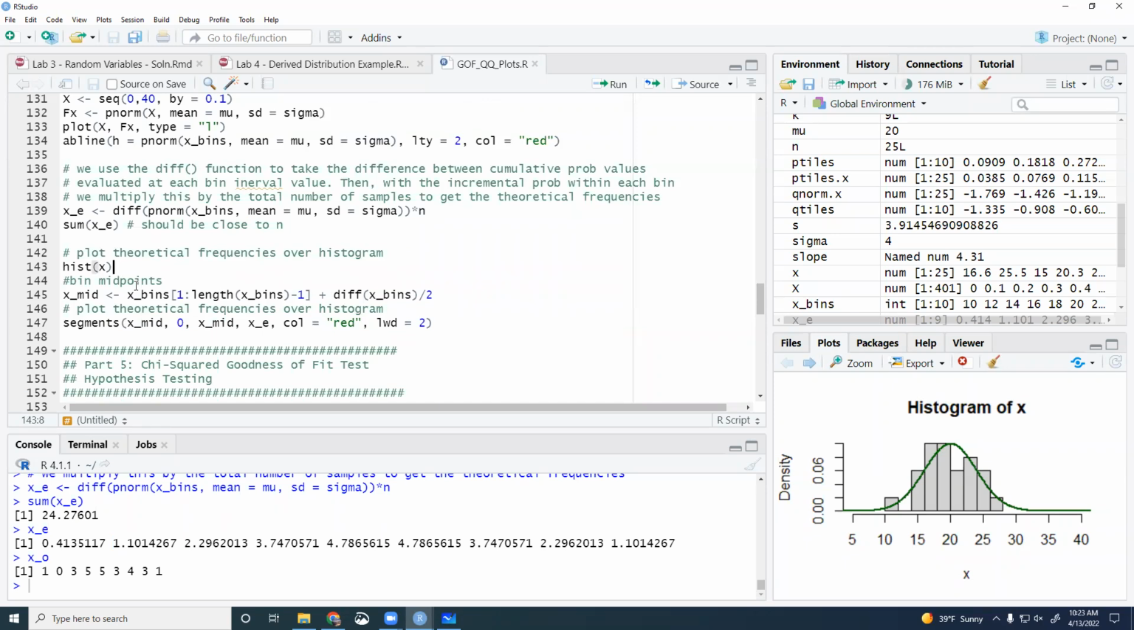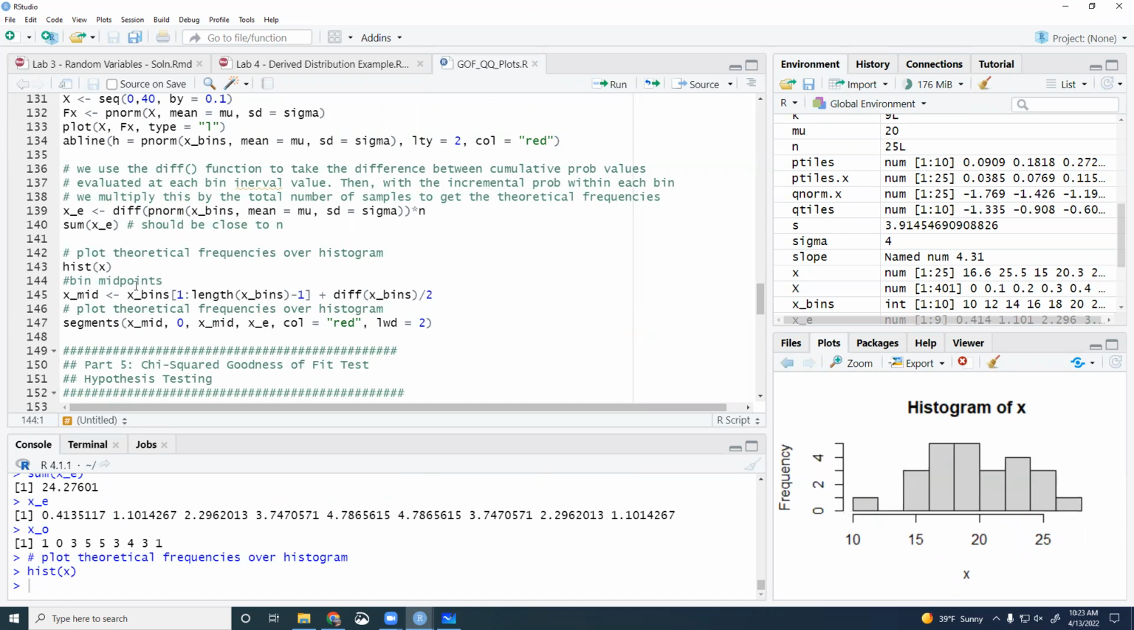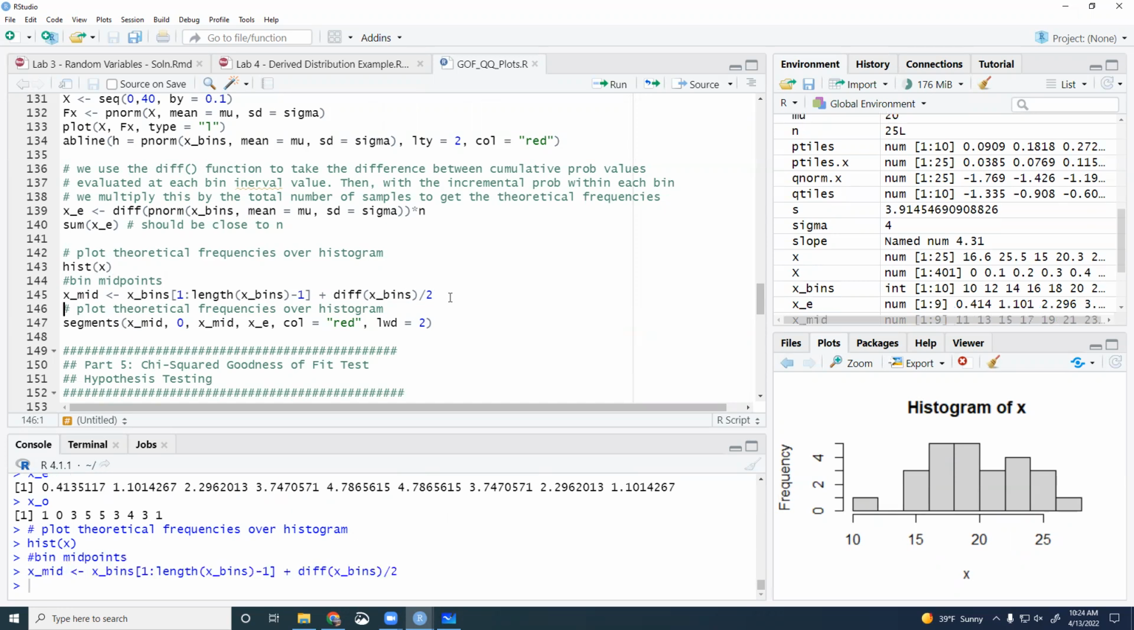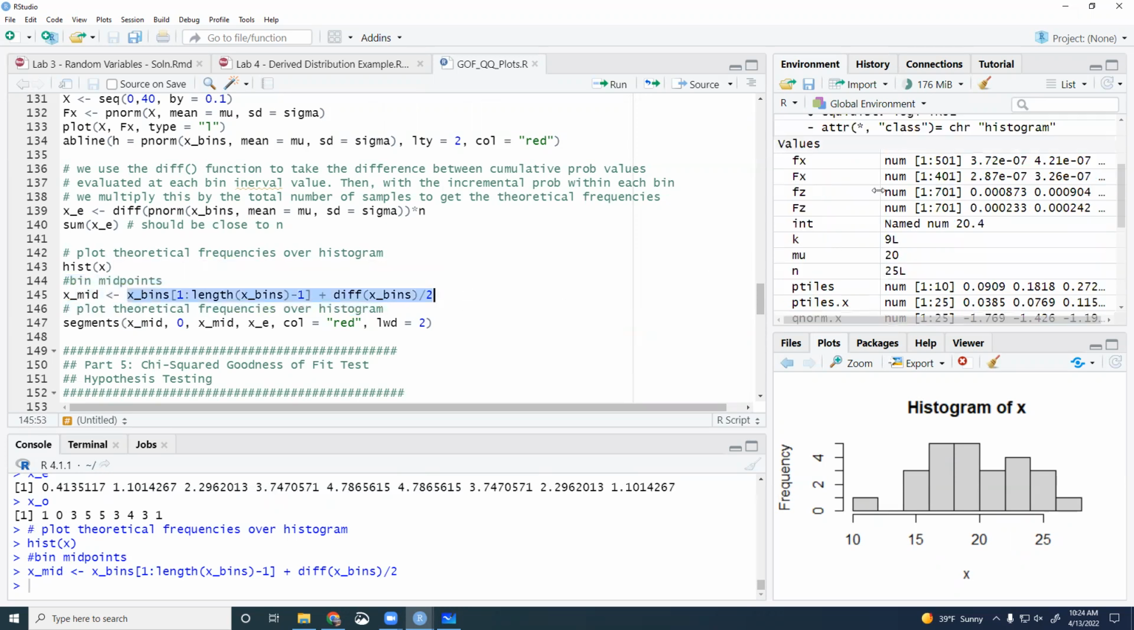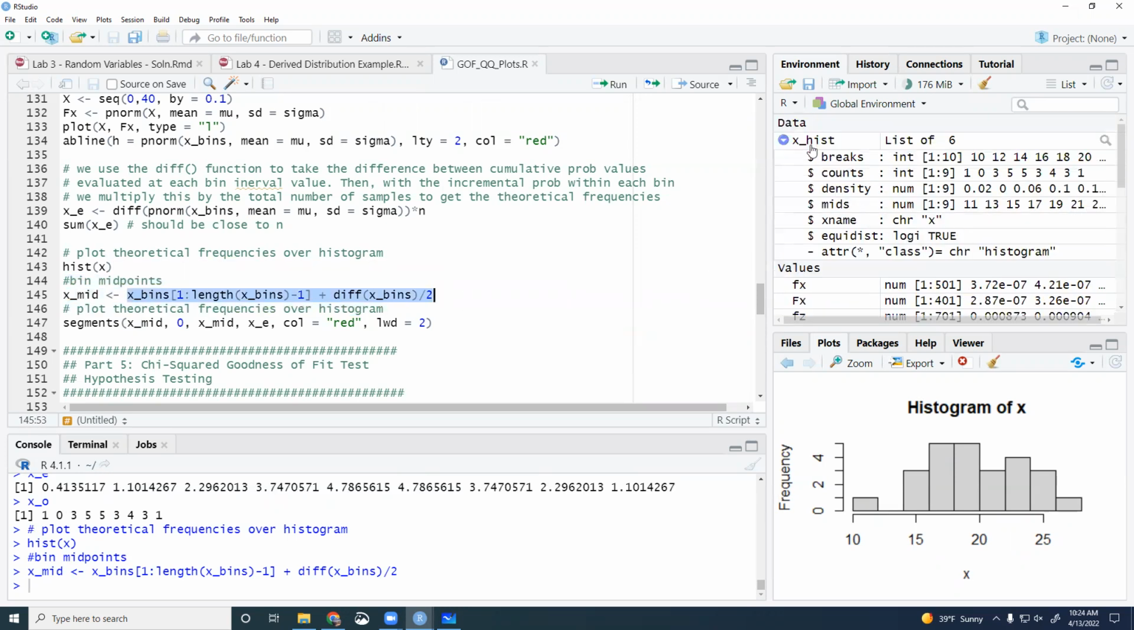And now what I'm going to do, and this is just a visualization exercise, I'm going to plot my histogram. I'm going to calculate the midpoints, which I think I could actually just extract directly from the histogram. So this was a little bit of, I didn't need to do that. If you look at this, the histogram has a function or a vector of mids. So I can just say this would be x hist mids. So that'll be a little bit better.